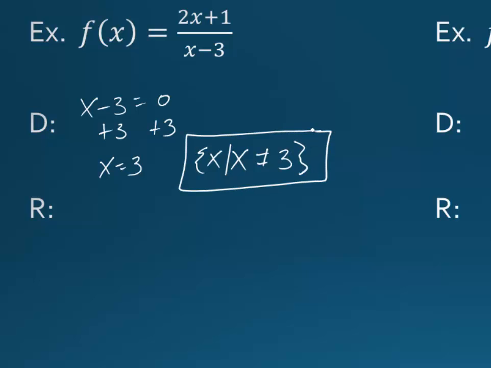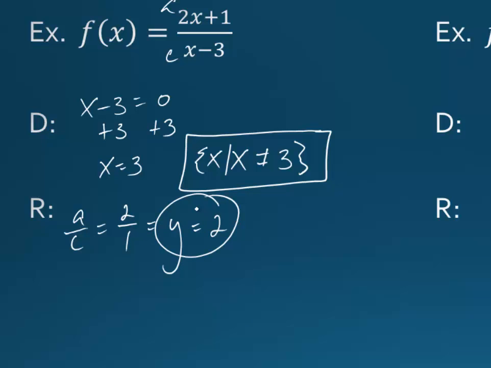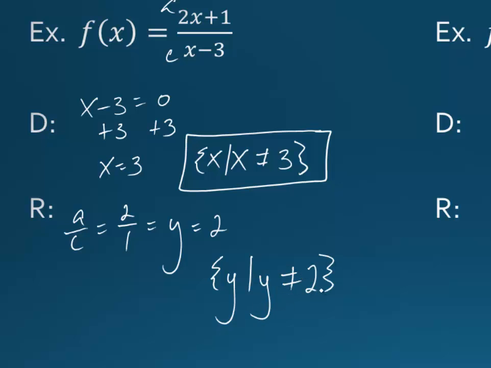Now your range will be all numbers except for your horizontal asymptote. So find your horizontal asymptote, which is a divided by c, which is 2 divided by 1, which is 2. So all numbers except for your horizontal asymptote, you'll have y such that y is not equal to 2 as your range.